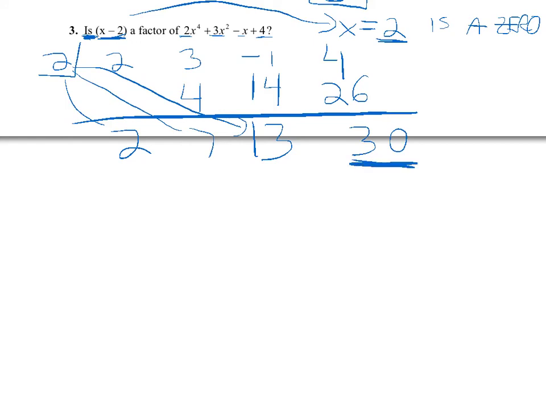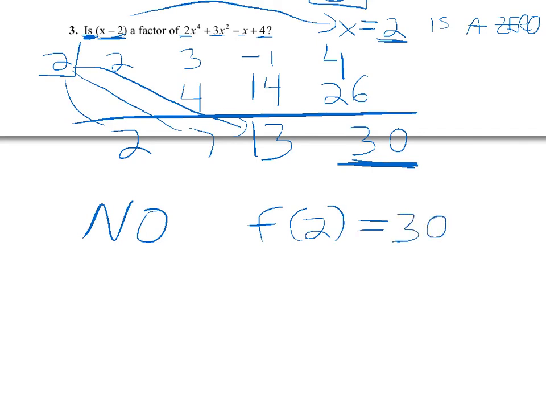So this doesn't give me 0. So the answer to this is no, it's not a factor. What I could also prove, if I use the remainder theorem, is that the function of 2 equals 30. So therefore, 2 is not a 0, so x minus 2 is not a factor. All right, so make sure to look over these again. Factor and remainder theorem, it's almost kind of the same thing, but we're just relating the factors of a function and the zeros of a function. They go hand in hand.